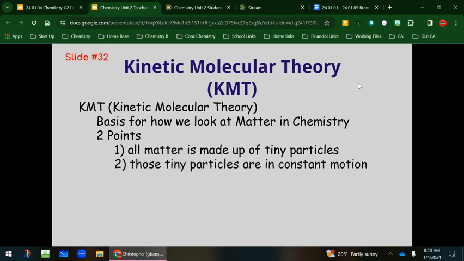Okay, point number 2, and this is the part that's the theory. Those tiny particles are in constant motion. Those tiny particles are always moving, which means they always have what? Kinetic energy. They always have kinetic energy. Now, here's the theory part. What would happen if we stopped them from moving?